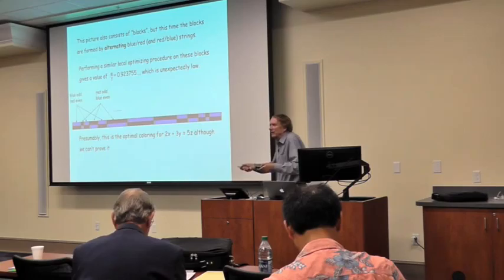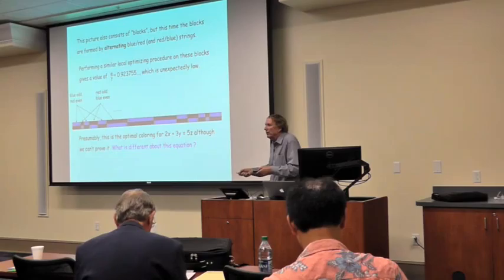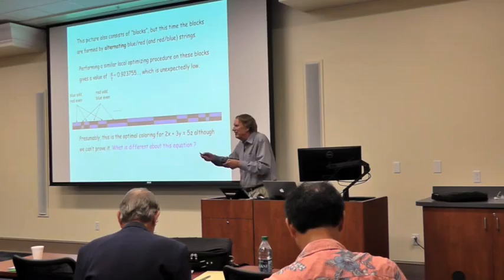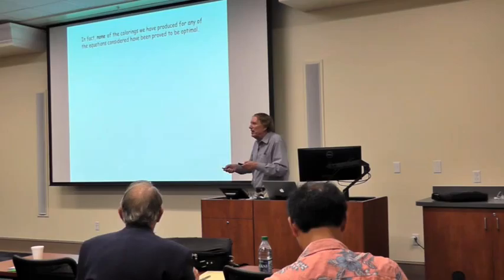We don't know. What's different about that equation? I don't know. And things that are close to that, 10x plus 7y equals 17z, is kind of, doesn't converge. Anyway, none of these colorings have been proven optimal. Only x plus y equals 2z. That's the only one where we know the coefficient.